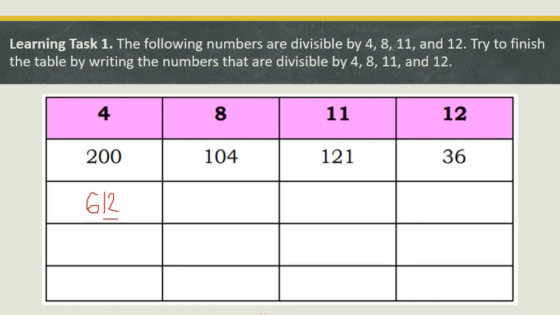so ang 612 is divisible sa 4. Para naman sa 8. So, ano ba ang mga digit na pwede sa 8? So, pwede po ang, ano po ang pwede dyan? So, pwede yung 8, 16, 24. So, halimbawa ay 24.